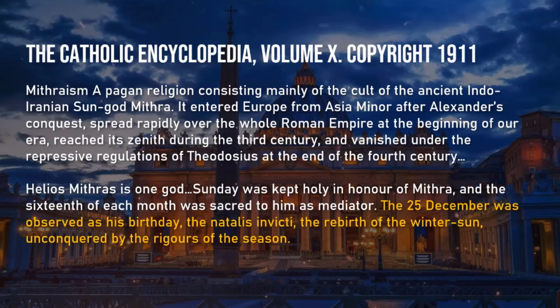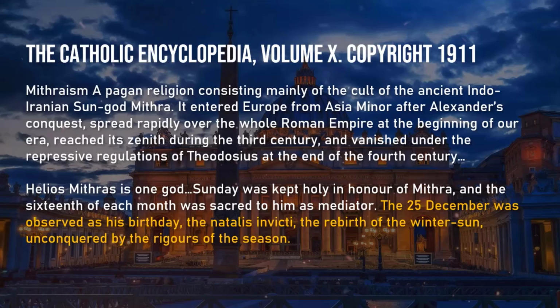Helios and Mithra are one god. Here in the first sentence, it says Helios and Mithra are the same thing. If the Greeks called it Helios, then the Romans called the same deity Mithra, but they're both sun gods. Sunday was kept in honor of Mithra. That would make a lot of sense for where Sunday comes from. It's the day of the sun. Since Rome had multiple sun gods, it would make sense that their day of worship would be on Sunday. And the 16th of each month was sacred to him as mediator.